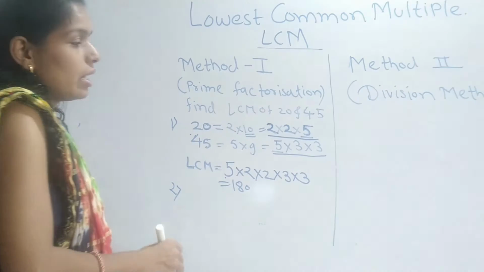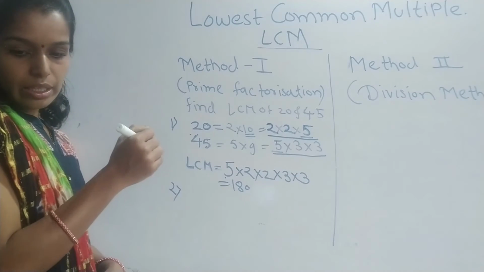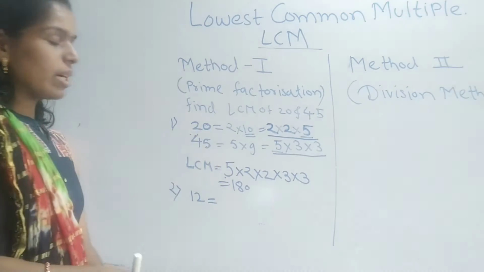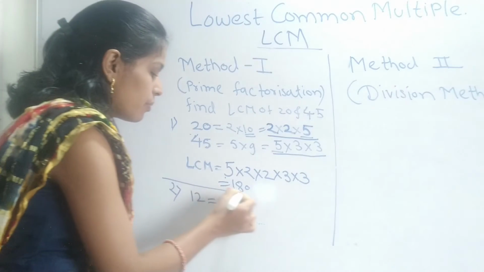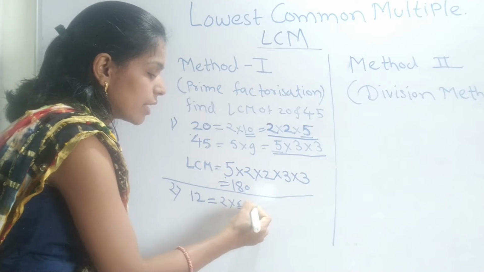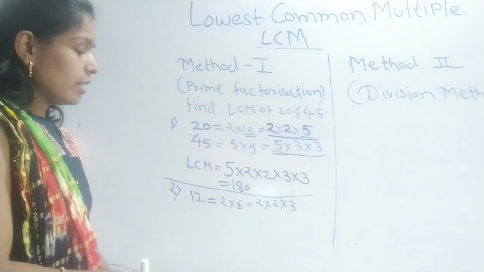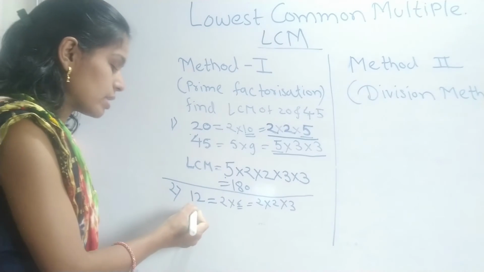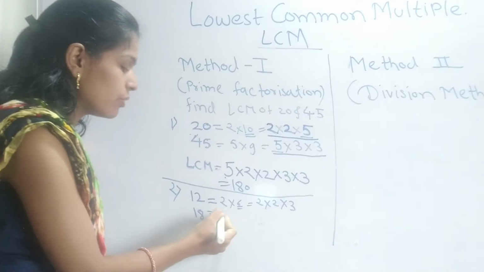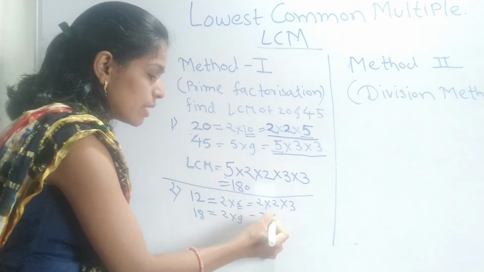Second example. Let's find out the LCM of 12 and 18. Firstly, we write the prime factorization of 12. We know that 2 6s are 12, and 6 has again factorization 2 multiplied by 3. So 12 is 2 multiplied by 2 multiplied by 3. The next number is 18. What is the prime factorization of 18? We know that 2 9s are 18, and 9 has factorization 3 multiplied by 3.